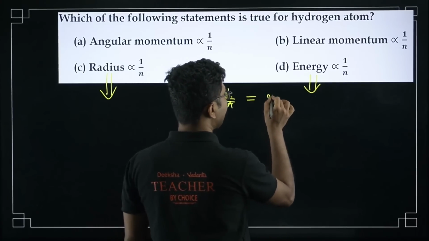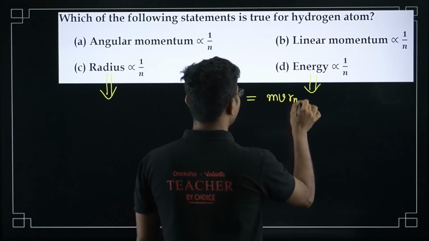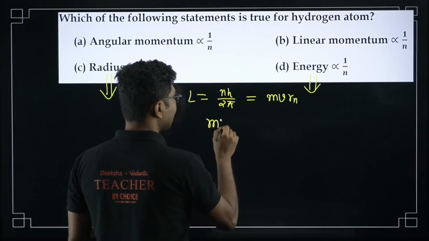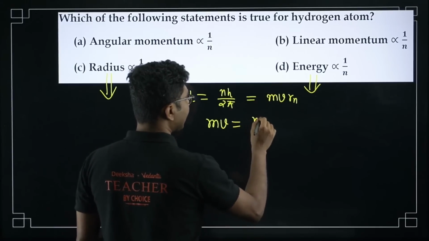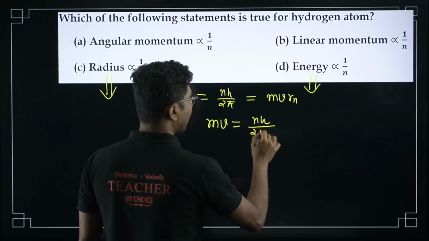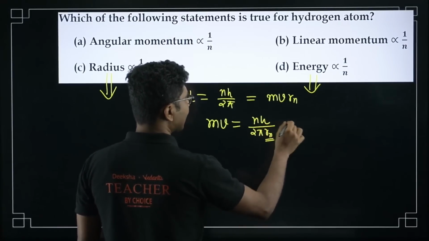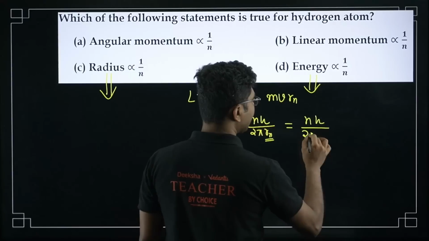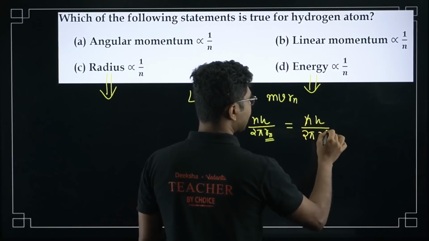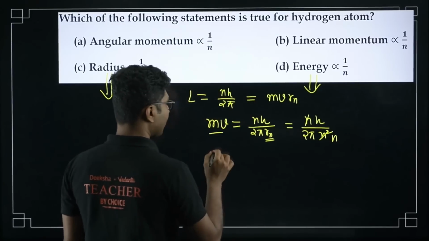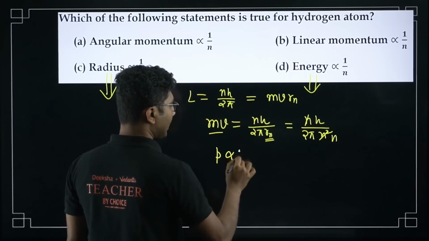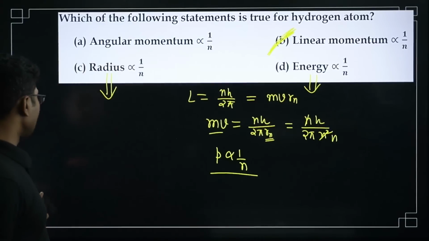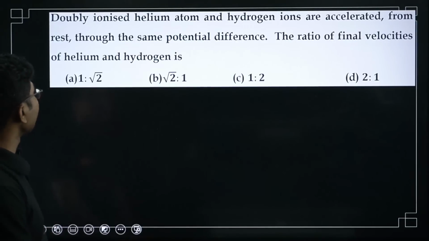From this only we can say mvrn, right? Mvrn is the angular momentum, right? So mv is the linear momentum, that is given by nh by 2 pi rn. So what is Rn? Rn proportional to n square. So nh by 2 pi n square, n cancels. So linear momentum is proportional to 1 by n. Okay, so correct answer is option B. Easy question, but not super common type of question.